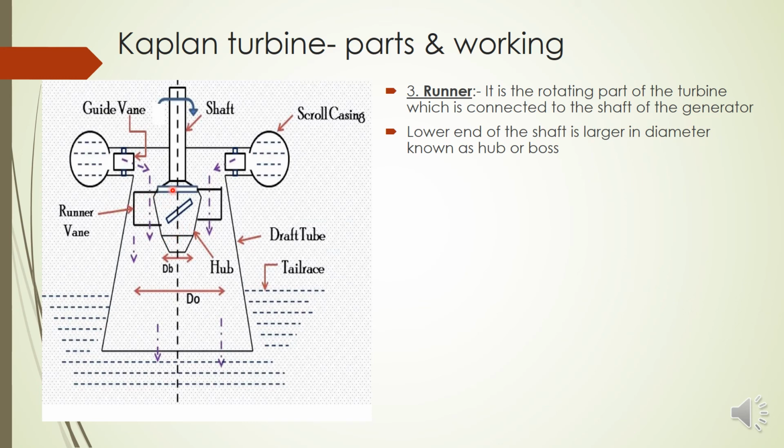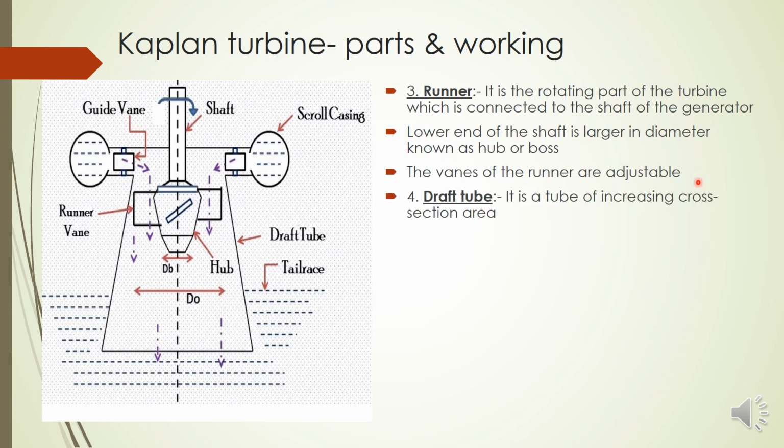larger in diameter. You can see here the shaft is smaller, but when reaching here, it will have some larger diameter section, and this is called a hub or a boss. So hub means the lower end of this shaft is having larger diameter, and that is known as a hub or a boss. And the vanes are on this hub and they are adjustable. That is another important thing. We can change the orientation manually, and they are adjustable vanes. You can change the angle.